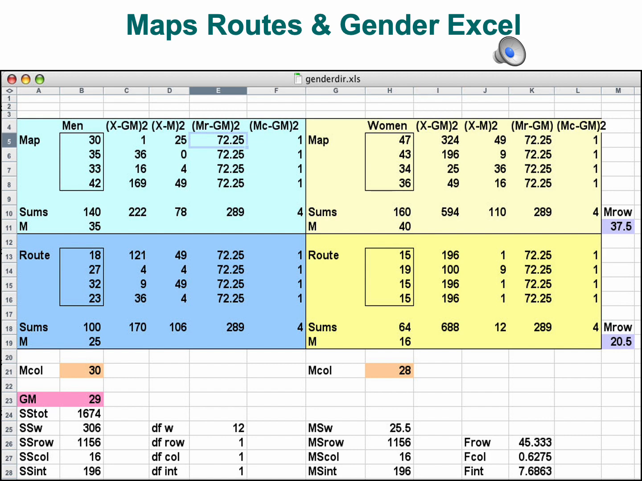Finally, there's an interaction, though. A 7.6 F there is higher than our cutoff of 4.75. And so now we've got to look at what means might have been different.